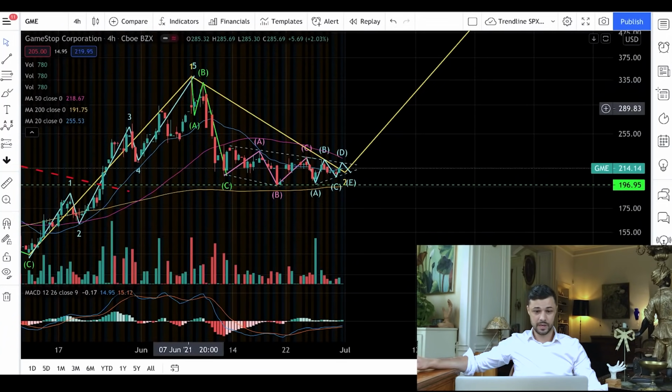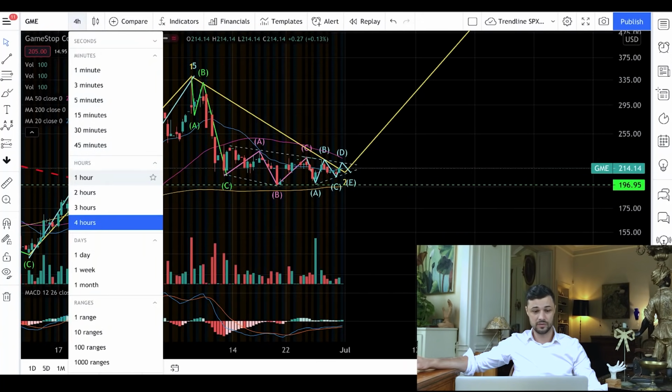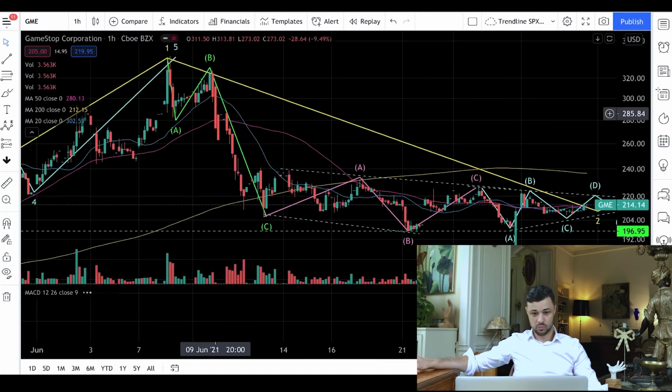Here I have a zigzag ABC. Quite easy, guys. I remind you that the C wave of a zigzag always has 5 waves. This 1, 2, 3, 4, 5 is a typical C wave.